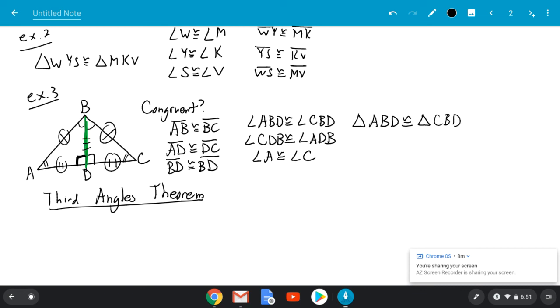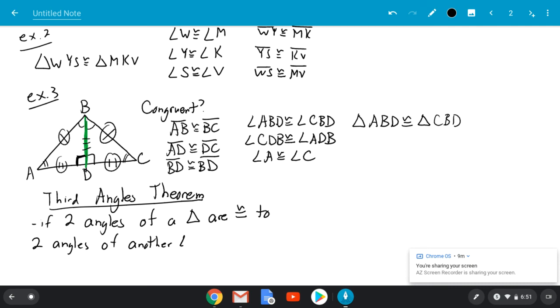It says, if two angles of a triangle are congruent to two angles of another triangle, then the third angles are congruent. So 2 angles of one triangle, the same 2 angles on another triangle, then the third angles must be congruent.